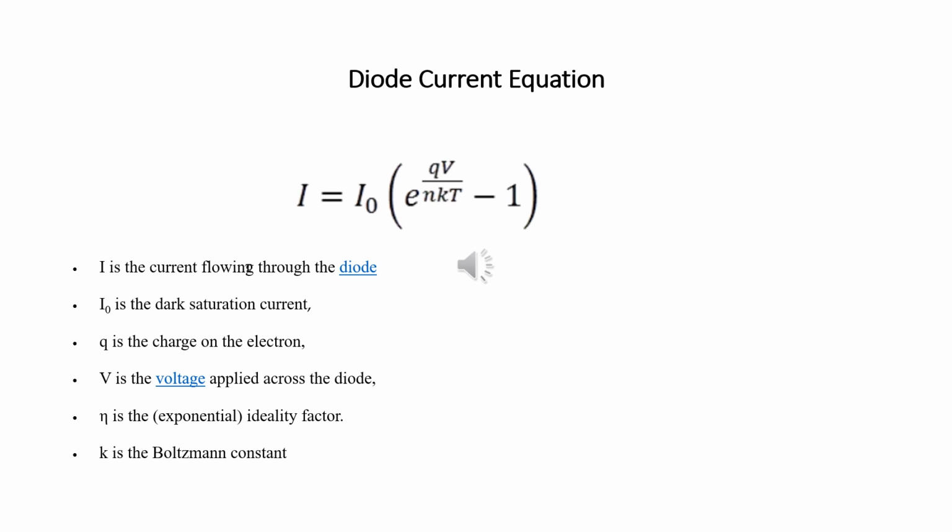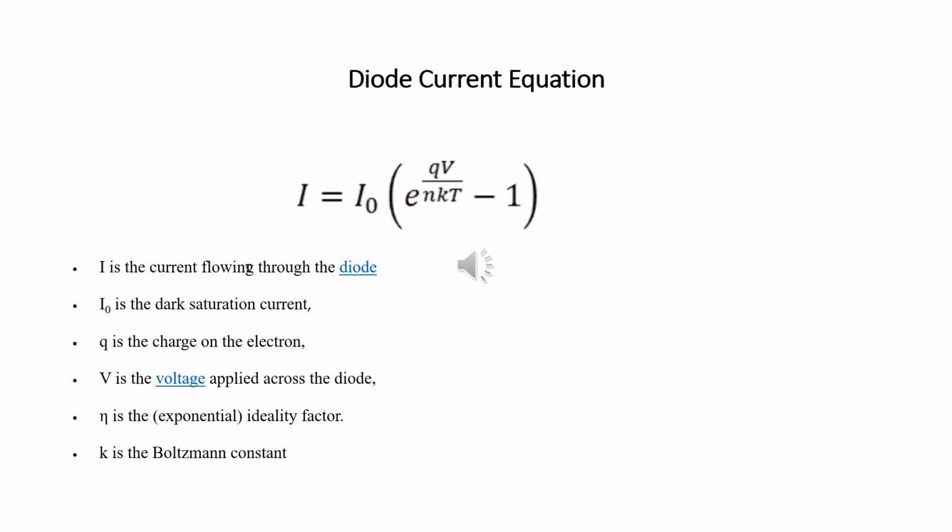Next is the diode current equation. The mathematical representation of the VI characteristic of a diode is called the VI characteristic equation or diode current equation. It gives the mathematical relationship between applied voltage V and diode current I. It's given by I is equal to I naught into e raised to V by eta Vt minus 1.